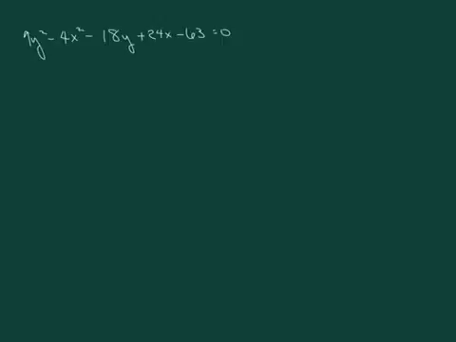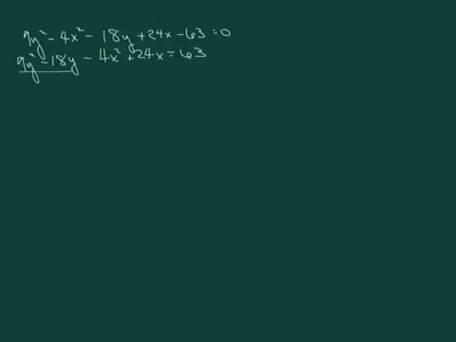Let's see, what are they even asking us to do here? They're asking you to find the center, the vertices, the foci, and the asymptotes, and then graph. Alright, so that's what we're going to do. So first of all, we're going to start out with completing the square. So we're going to put our y's together, our x's together, and our constant on the other side.